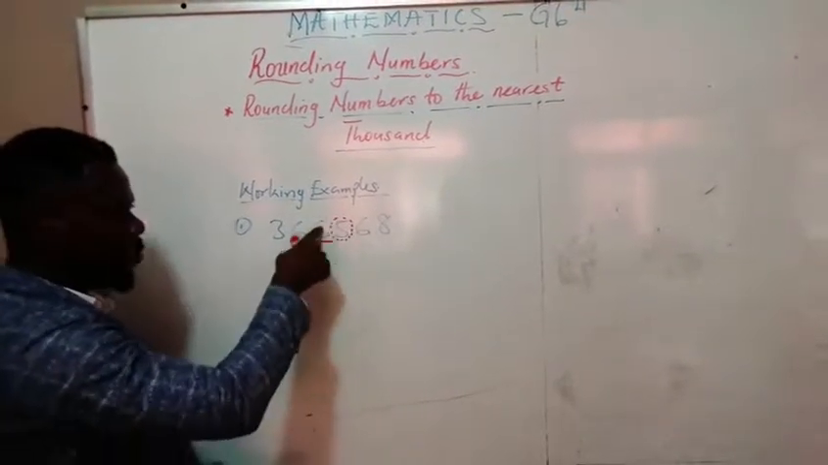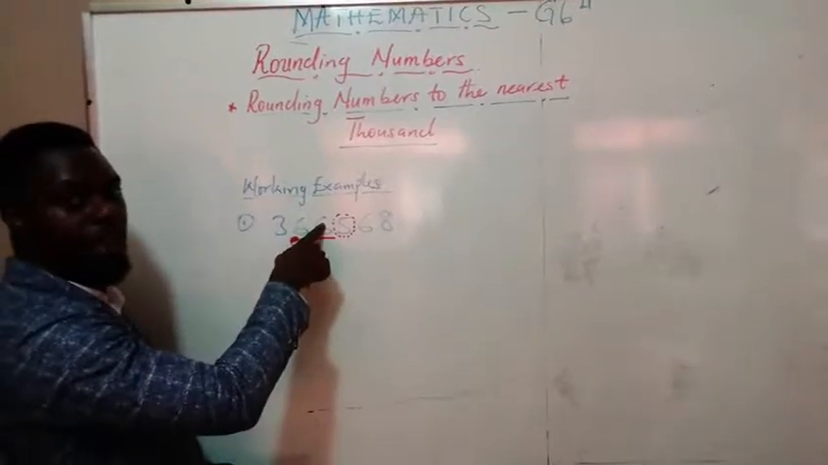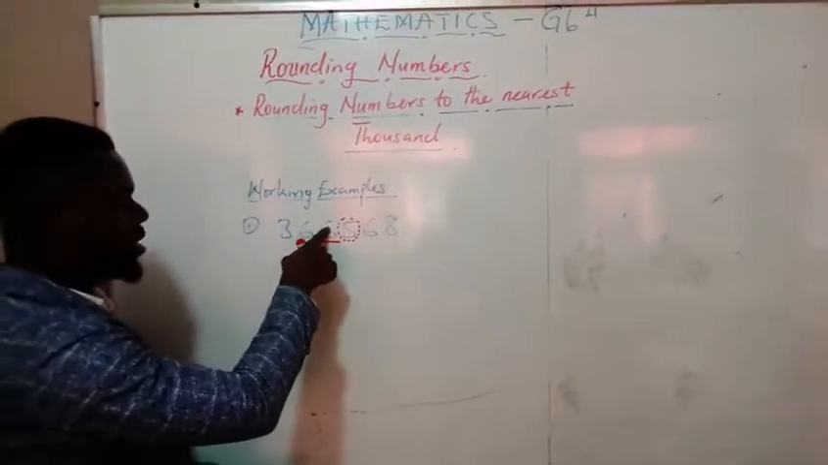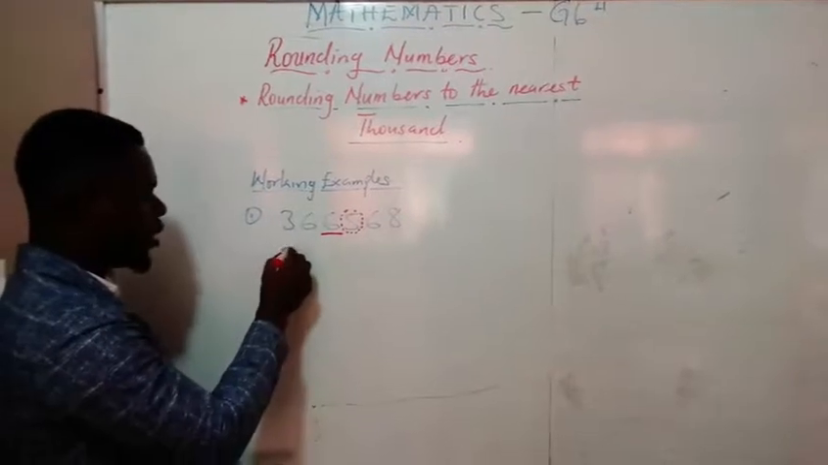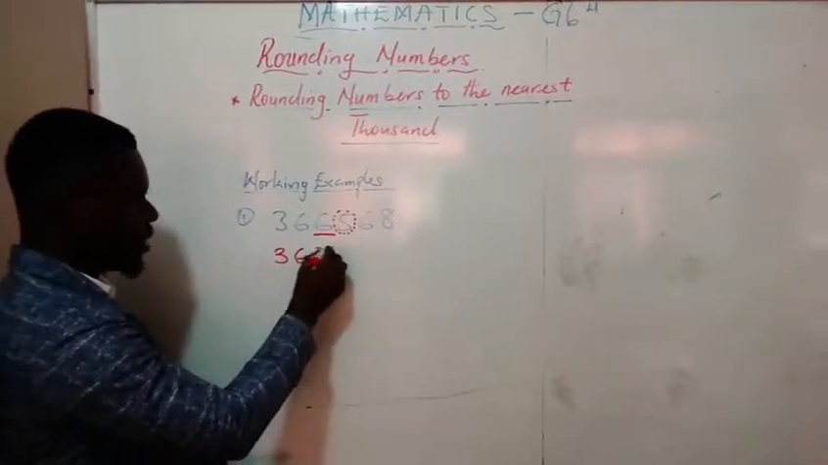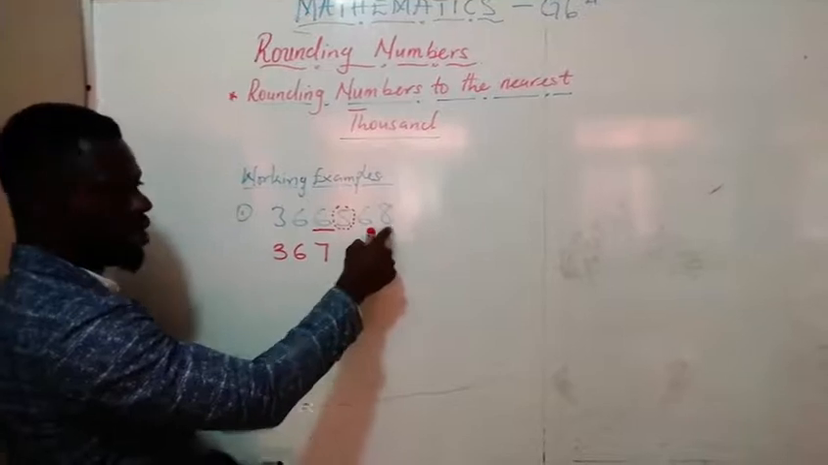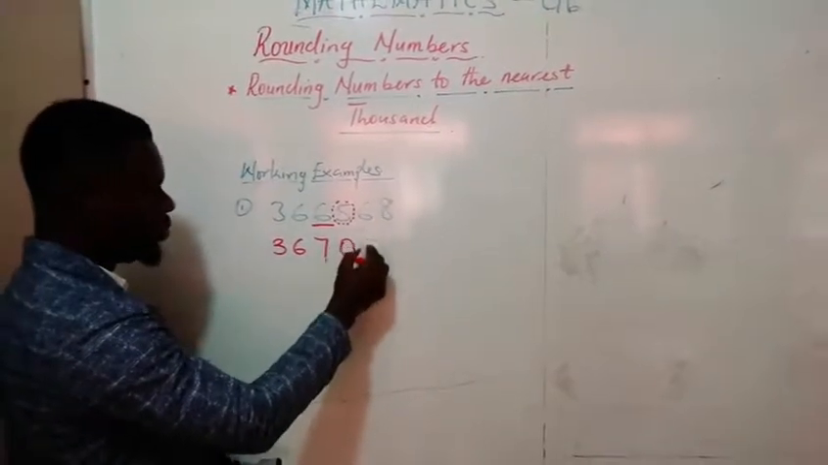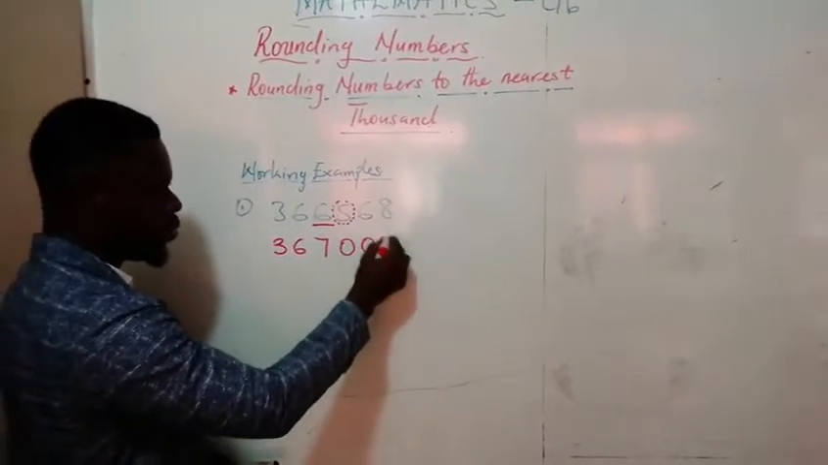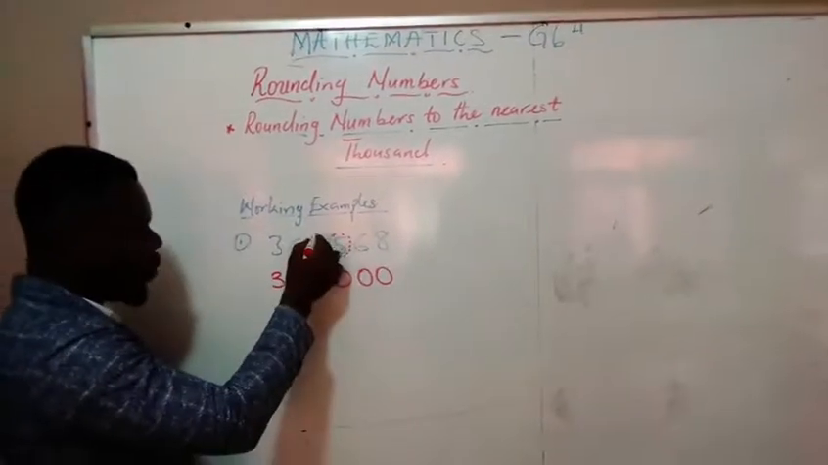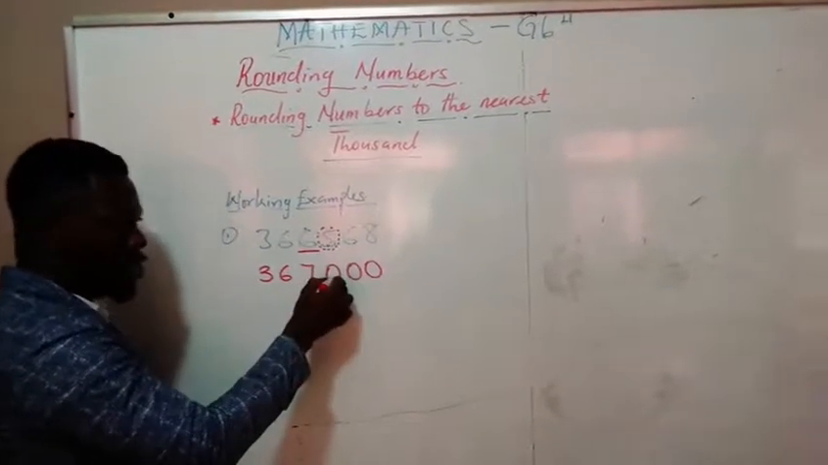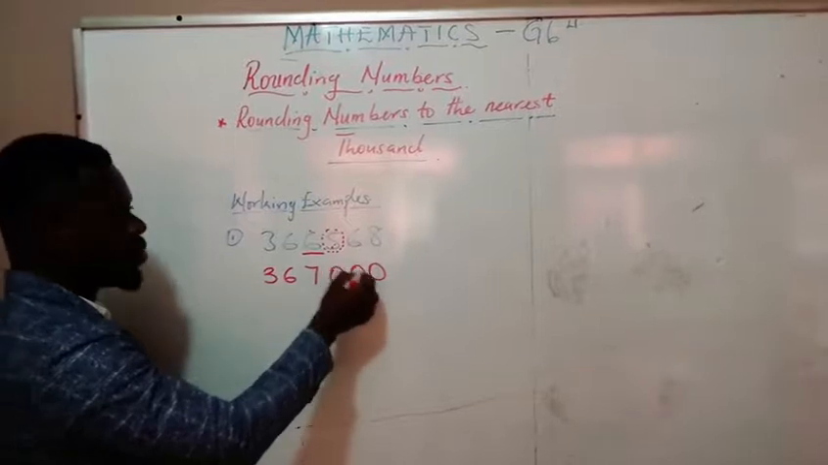If it is 5, add 1 to this 6. So the 6 will become what? 7. So let's write our answer. Our answer is going to be what? 3, 6, 7. And you change the rest to 0. So the 5 will become 0. This 6 will become 0. And the 8 will become 0. That is after adding the 1 to the 6. The 5 will change to 0. You know it already. And this one will become 0.